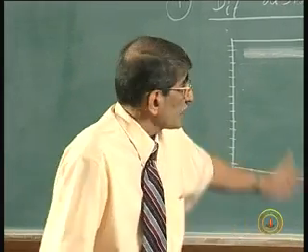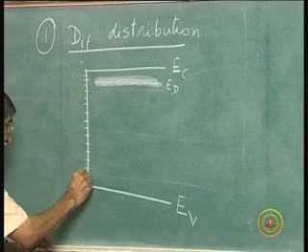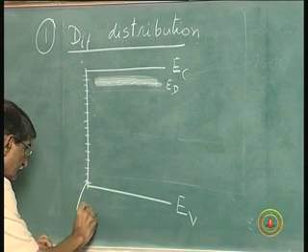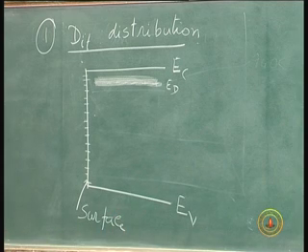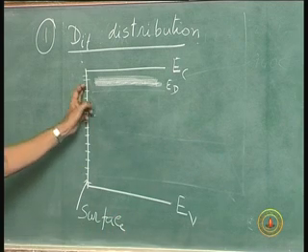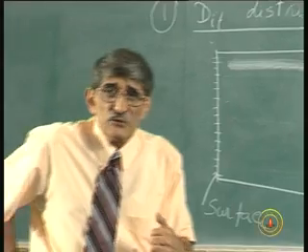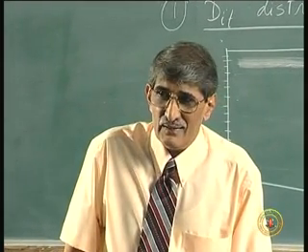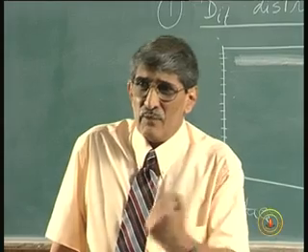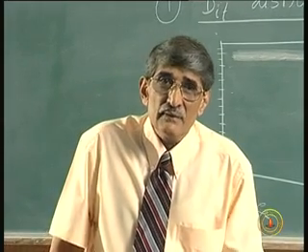Okay. Now, take a look at this surface. This is the surface. And we said there are surface states. And what are these surface states due to? Due to loss of periodicity. Okay. So, due to the dangling bond.